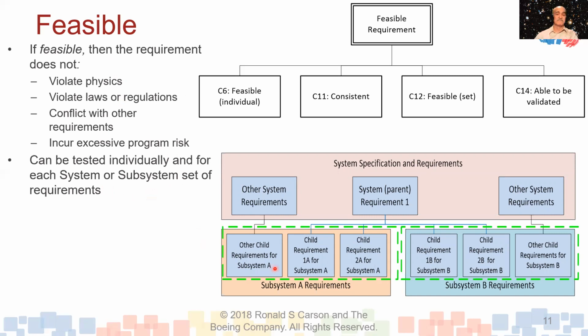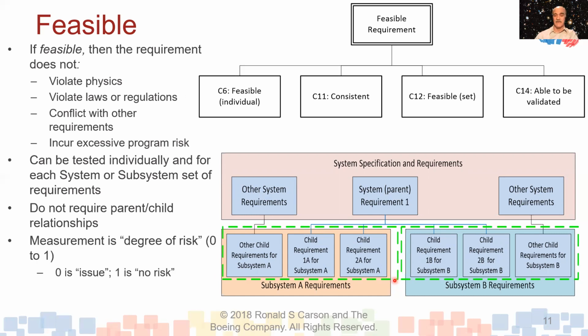So any particular requirement might be infeasible, and it may be the case that in a set of requirements where each requirement is feasible, collectively they're infeasible because they can't all be satisfied concurrently because of conflict, or because of program risk. There's not enough schedule, there's not enough budget, whatever the problem is. So feasibility can be checked sometimes independently of the parent requirement, but we do need to check it with respect to other requirements at the same level. So we don't require the parent-child relationships, and the measurement now becomes a degree of risk. If it's infeasible, it's an issue. We know it can't be satisfied for some reason. If it's a 1, then we say there's no risk, and we can move on.